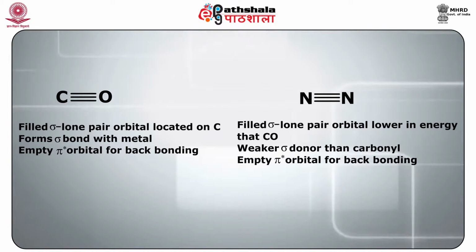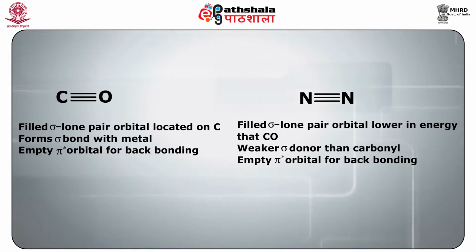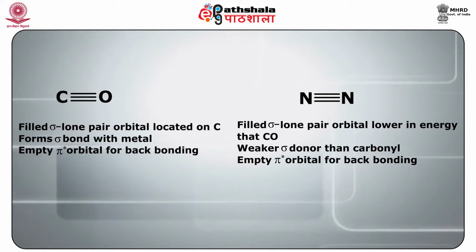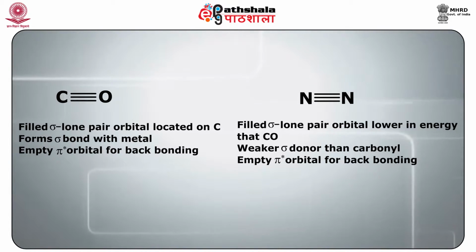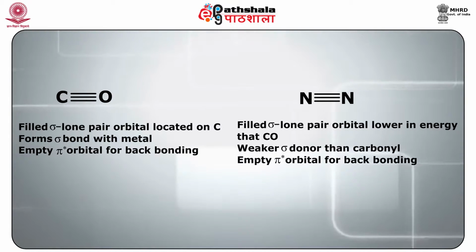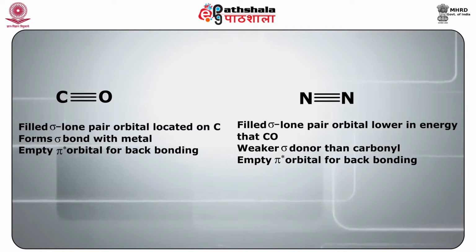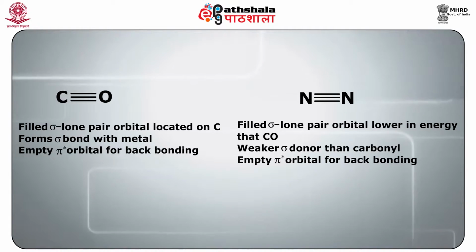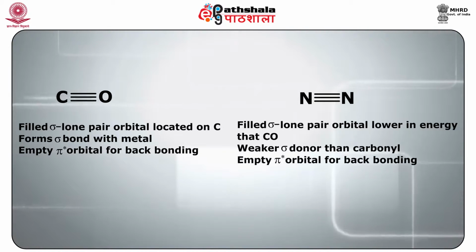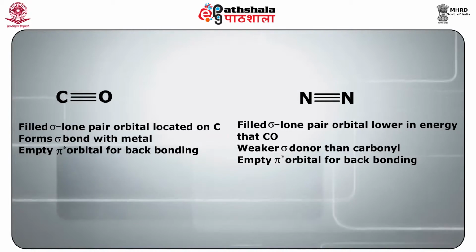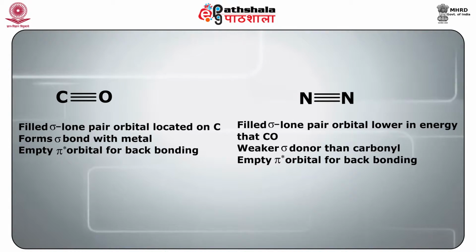Dinitrogen is isoelectronic with carbon monoxide. Carbon monoxide has a filled lone pair orbital on the carbon atom of sigma type. Therefore, it can form a sigma bond with metal ions. Carbonyl also has empty pi star orbitals, and hence it has the ability to form back bonding with electron density from metal to carbonyl. On the other hand, dinitrogen also has filled lone pair orbitals of sigma type, but they are of very low energy compared to those of the corresponding orbitals of carbonyls.